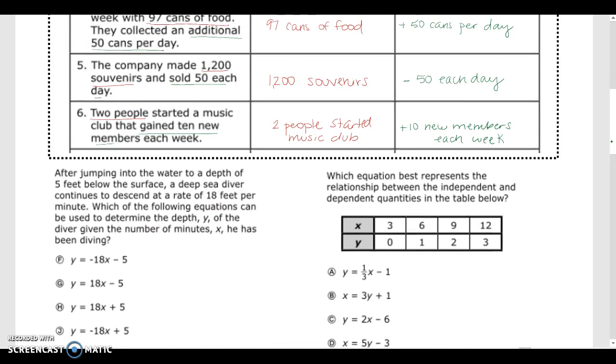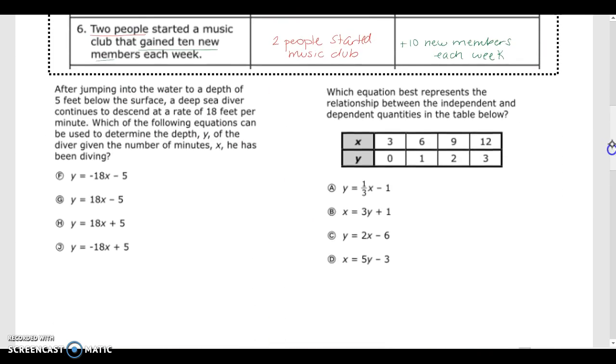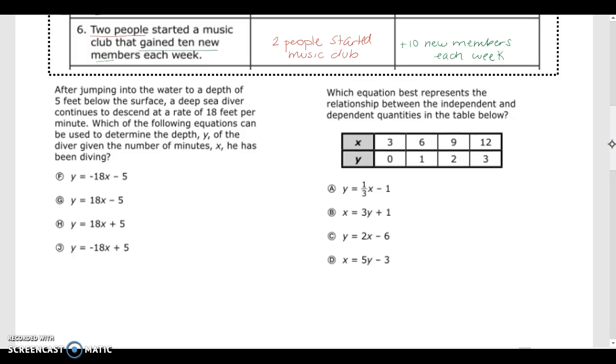All right, so let's look at these 2 examples down at the bottom. The first one says, after jumping into the water to a depth of -5 feet below the surface, a deep sea diver continues to descend at a rate of 18 feet per minute. Which of the following equations can be used to determine the depth per minute?